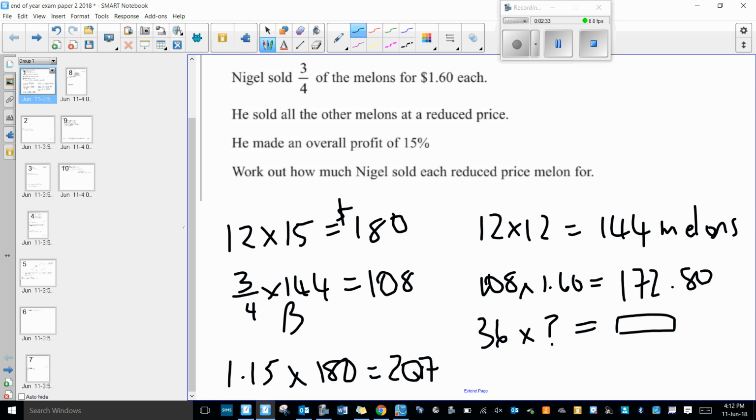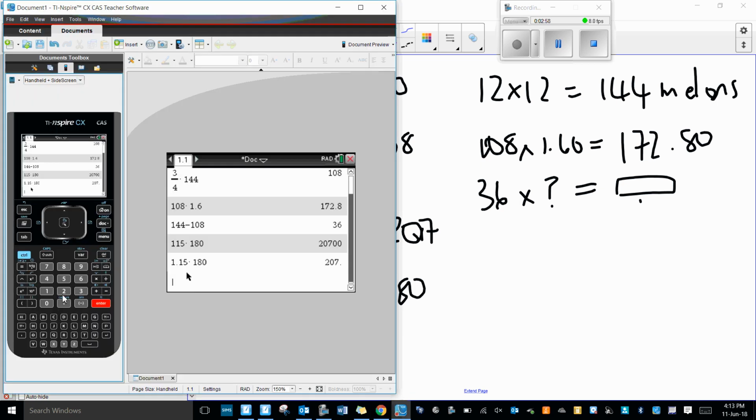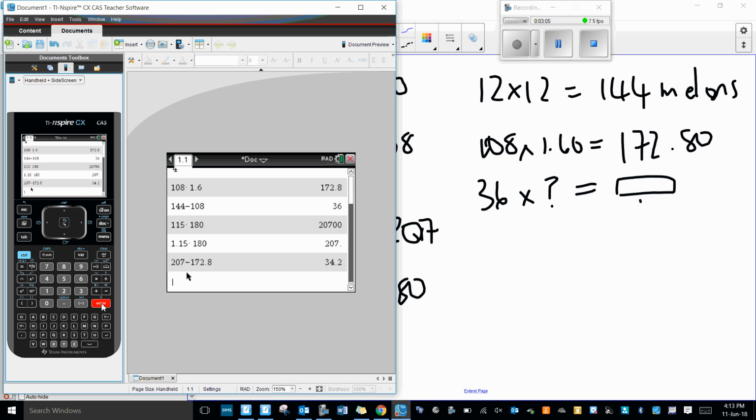Okay, so work out how much he sold each melon for. So if we've made this much money and we sold the others for this much, then the difference between those two numbers must be the amount that we're missing here. So 207 take away 172.80 is 34.20.